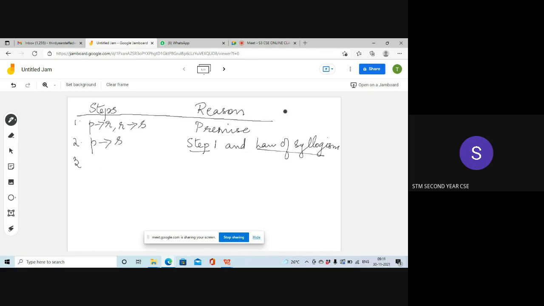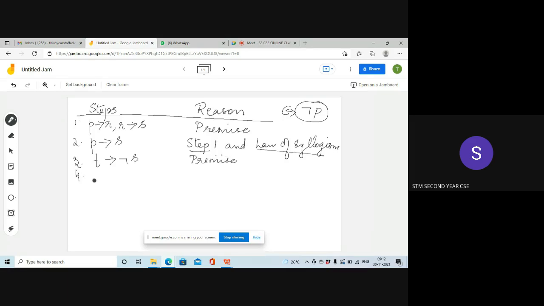Now, we have to prove our conclusion, which is not P. We have to reach not P. This is our conclusion. At the end of the proof, I should get the last step as not P. So now, let us move on to the third step. In the third step, I am going to take the next premise, T implies not S, because it is a premise. The premise is given. There is no other reason for taking it as a premise.